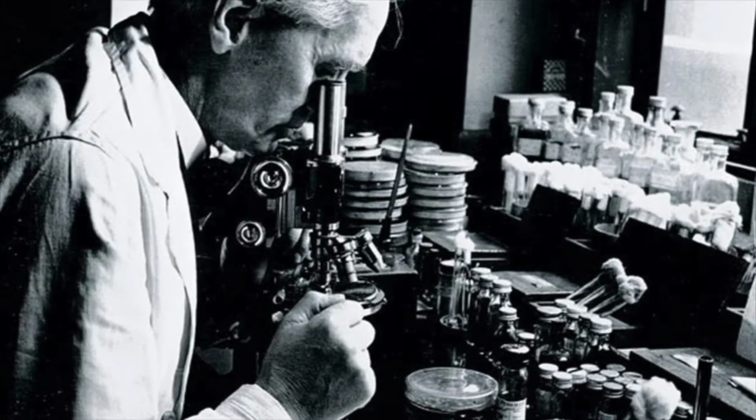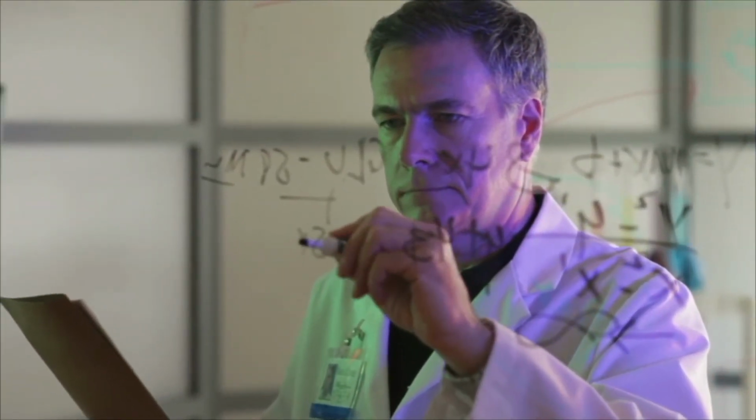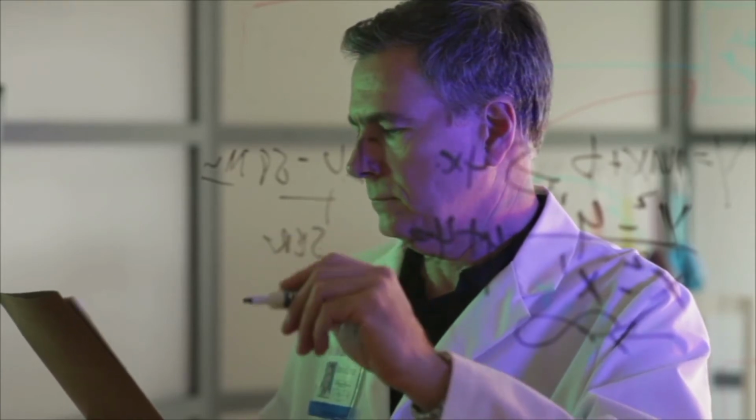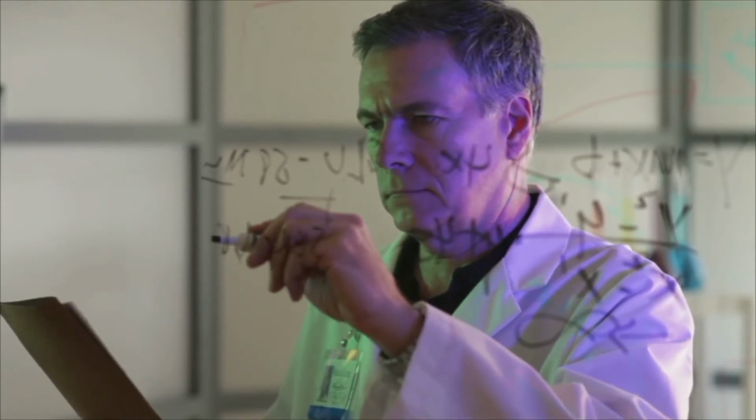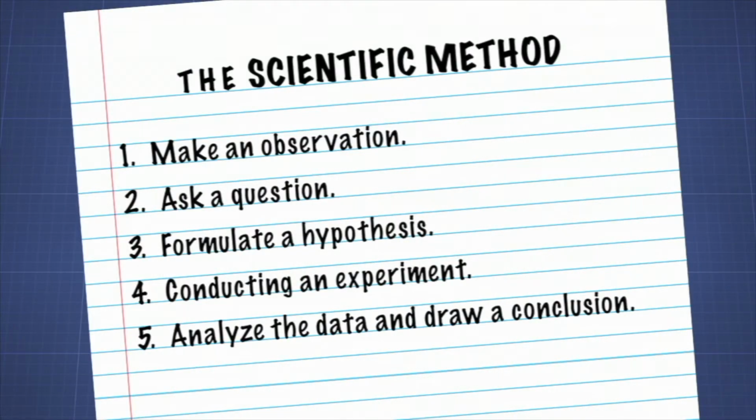Fleming set up an experiment to test his hypothesis. Throughout the course of an investigation, scientists record large amounts of data. Once the data is collected, the scientist must move on to the final step of the scientific method, which is to analyze data and draw a conclusion.